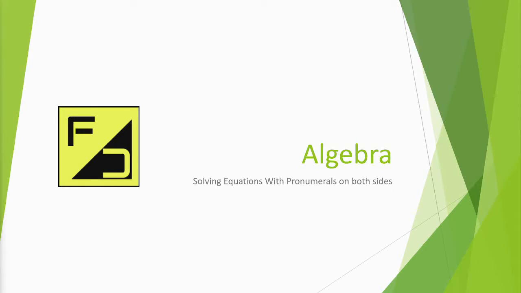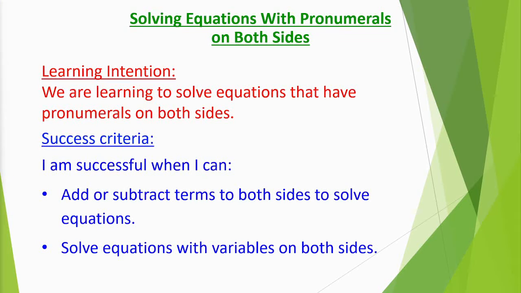Welcome to Flipped Classroom. Today we're looking at algebra and we are solving equations with pronumerals on both sides. Our learning intention is we are learning to solve equations that have pronumerals on both sides, and our success criteria is I am successful when I can add or subtract terms to both sides to solve equations and solve equations with variables on both sides.